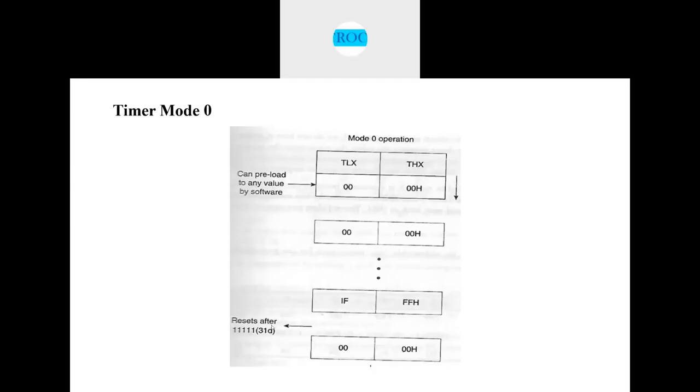After that it will be reset to 0000H, so that when it is reset, it will set an overflow flag to 1, TF0 or TF1, depending on whether it is timer 0 or timer 1. This is about timer mode 0.